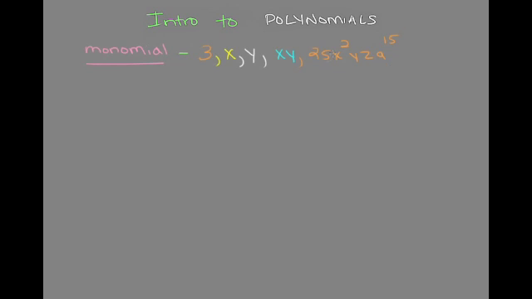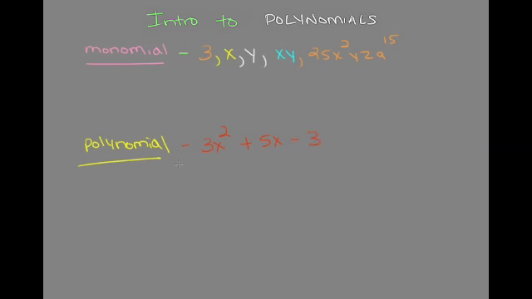And when we do have addition and subtraction in the middle, it will be called a polynomial. That's what a polynomial is. A polynomial is a bunch of monomials that are either added together or subtracted from each other. So an example would be 3x squared plus 5x minus 3.